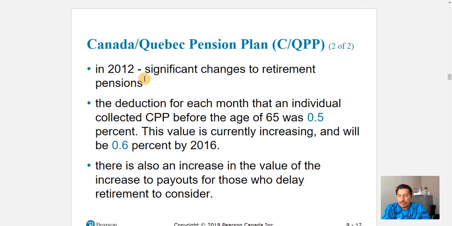In 2012, there were significant changes to retirement pensions. The deduction for each month an individual collected CPP before the age of 65 was 0.5%. The value is currently increasing and will be 0.6% by 2016. So it keeps going on. The CPP contribution has gone up significantly. There is also an increase in the payouts for those who delay retirement. So let's say at 65 you want to keep working; there's a benefit for those individuals in terms of payouts.